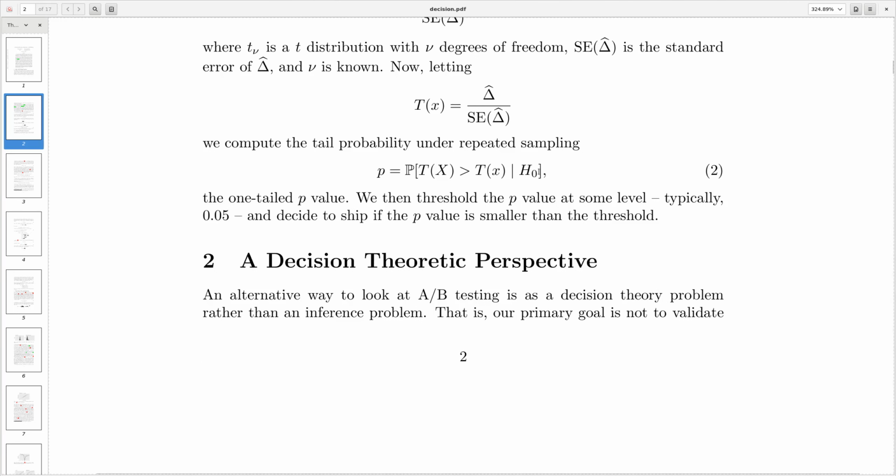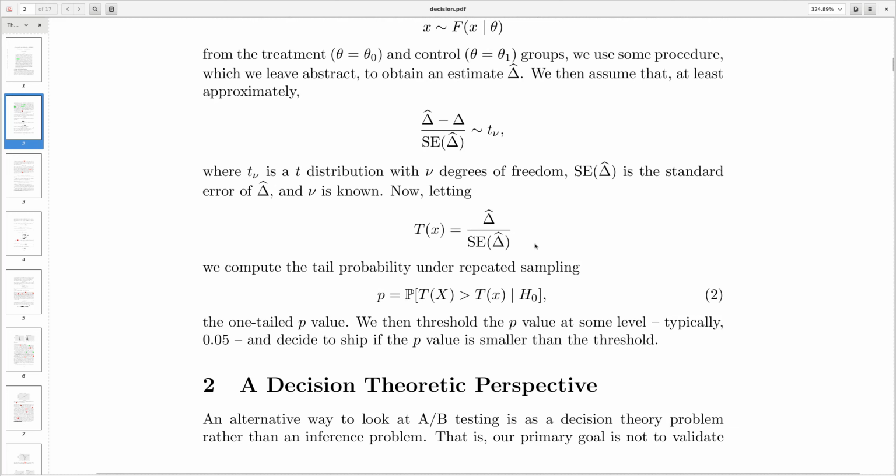We then threshold on p-value at some level, typically at 5%, and decide to ship if the p-value is smaller than the threshold. Okay, so once more, this T on point X is the error divided by the standard error of delta hat.